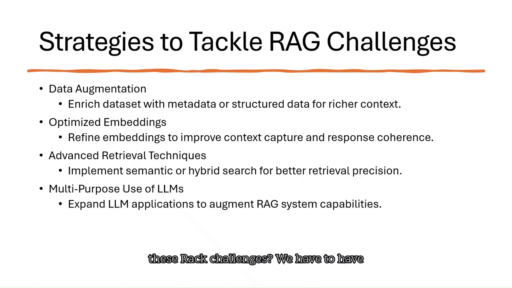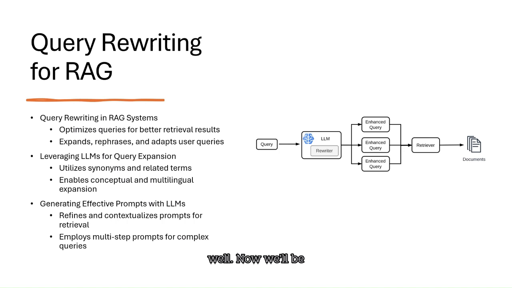What are the strategies to tackle these RAG challenges? We have to have data augmentation done to have a rich data set with metadata or structured data for richer context. We have to have optimized embeddings, which refine embeddings to improve context capture and the response being generated. And we also have to focus on advanced retrieval techniques, which implement semantic and hybrid search for better retrieval precision. We can also have multi-purpose use of the LLMs. We can expand the LLM application to augment RAG system capabilities as well.